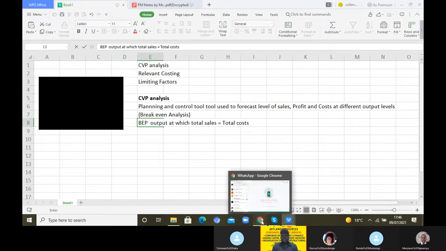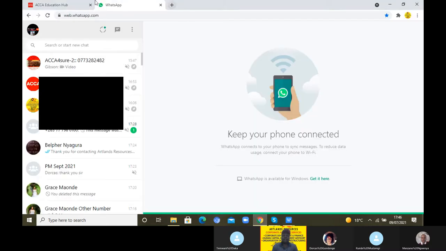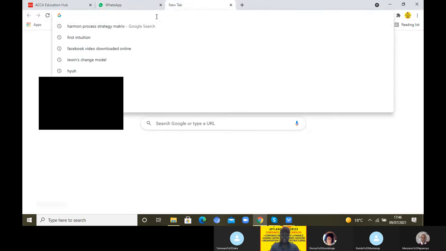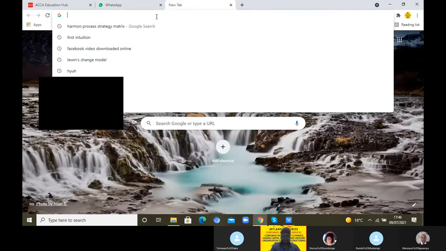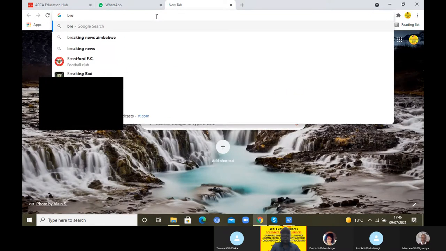So we can actually illustrate break-even point graphically. It's possible for us to illustrate graphically the break-even analysis.